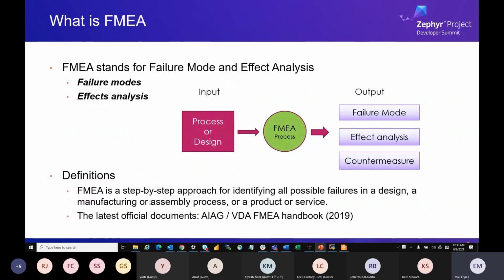And actually, FMEA is not a brand new thing. It began in the 1940s with the US military. And if my memory serves, the latest official document is the fifth edition FMEA handbook. It was published in 2019.